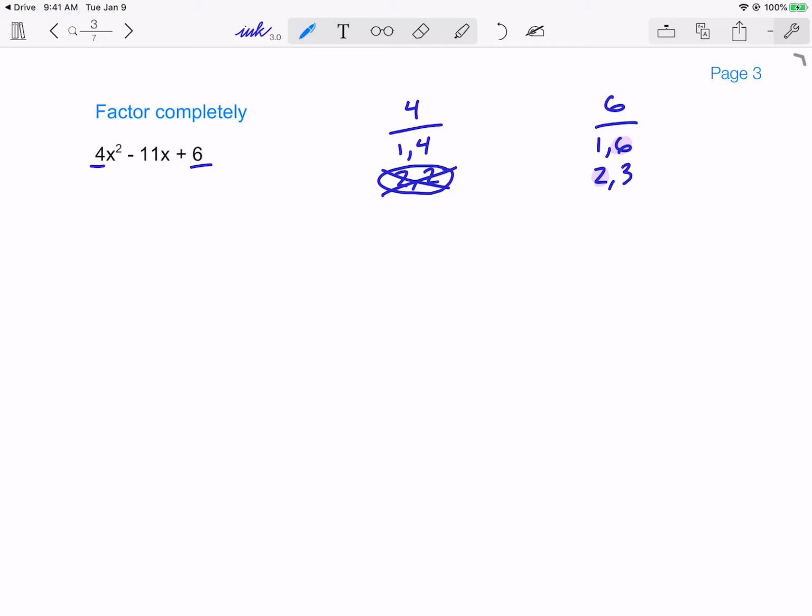So don't even waste your time. So I know it's of the form 4x and x, and I know it's minus minus because I have to multiply to make a positive 6 and add together to make this negative 11x. Now with 1 and 6 and 2 and 3, for the same logic that I was able to get rid of 2 and 2, I'm not going to put the 6 or the 2 in the left set of parentheses with the 4x. So I'm going to go 1 and 6 or 3 and 2. Well, 4 times 6 is way too big, so I know it's 3 and 2.